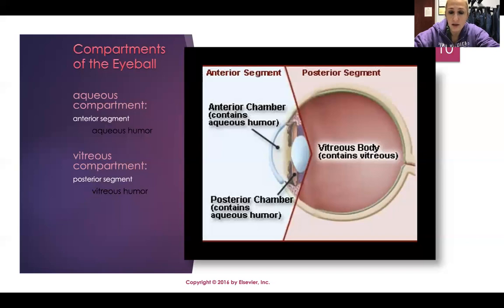We can really only see right into there to the iris, to the pupil, maybe even a little portion of the lens, especially if there's something wrong with it. But we can't see all the way to the other components that we need to be able to see. So the aqueous compartment in the anterior segment has aqueous humor, and those are the two main components of the eye.